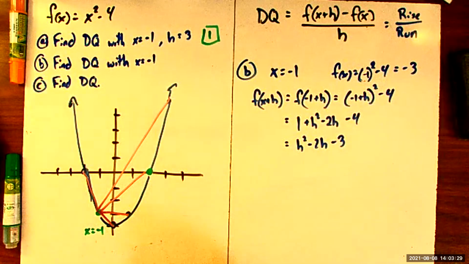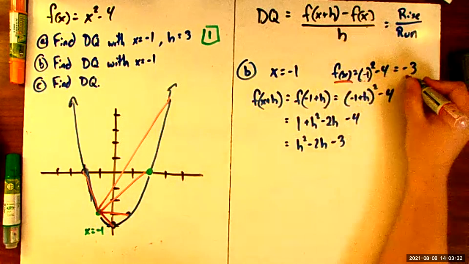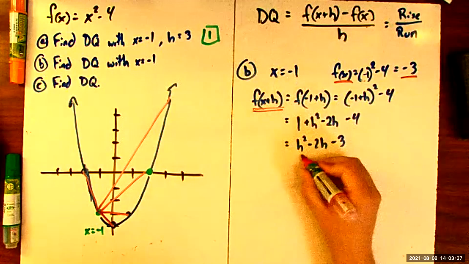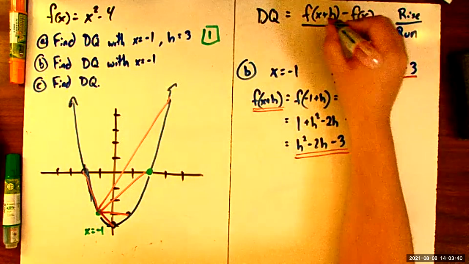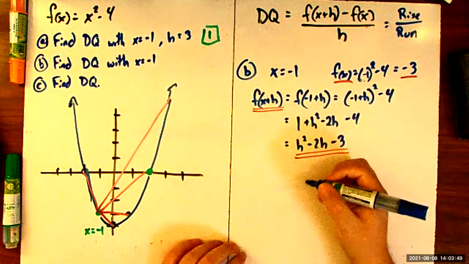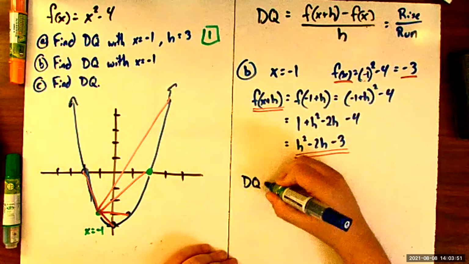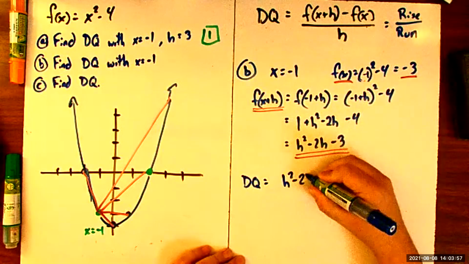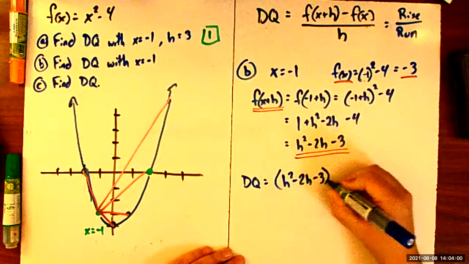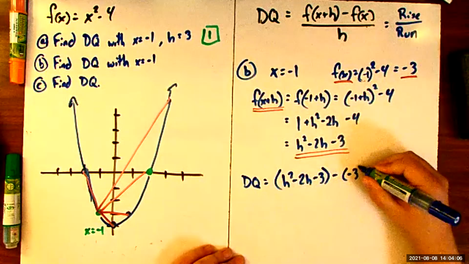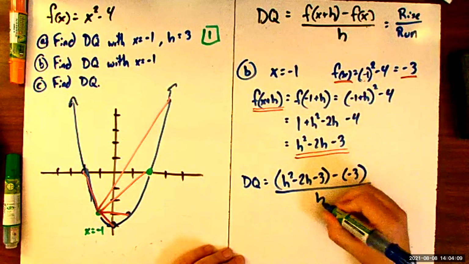And so now we have all of the different components. We have our f of x is equal to negative 3. That'll go there. We have our f of x plus h is equal to this thing. That'll go there. And then we have our h, which is just going to be hanging out. And so now we can plug all of these things in. And that will give us our difference quotient, which is going to be f of x plus h, which is h squared minus 2h minus 3, minus f of x, which is negative 3, over h.